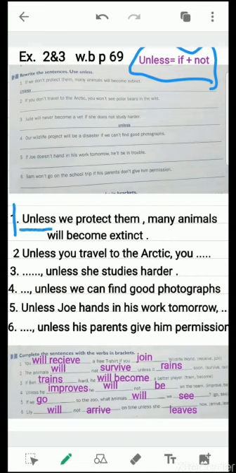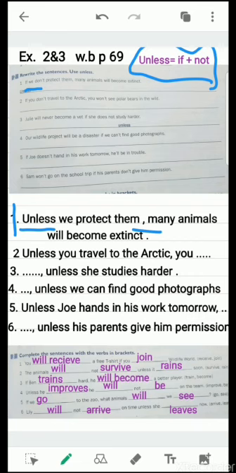We have here unless instead of don't. We replace if plus don't or if plus doesn't with unless. Unless we protect them, comma, don't forget the comma, many animals will become extinct. Number 2, if you don't travel to the Arctic, you won't see polar bears in the wild. We can write, unless you travel to the Arctic, you won't see the polar bears in the wild.